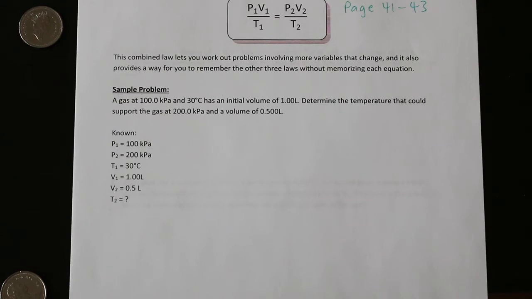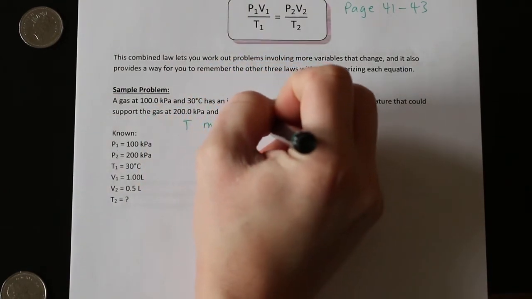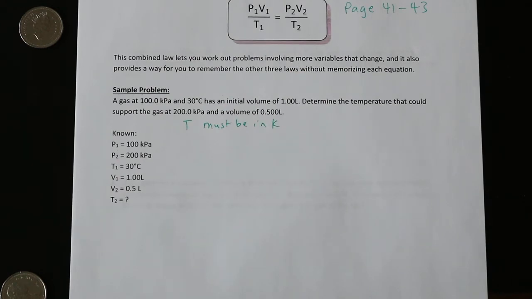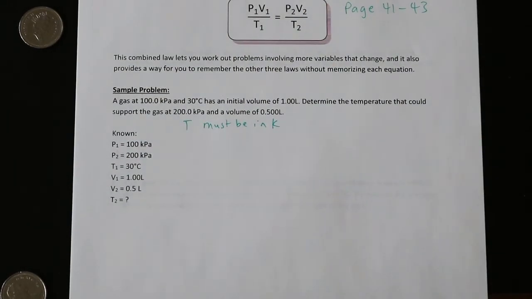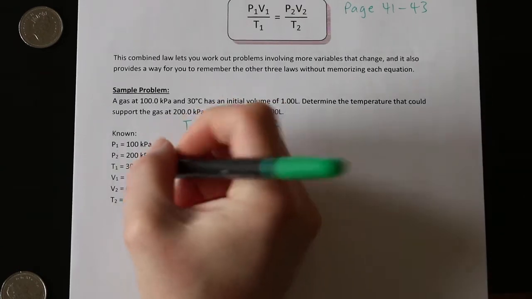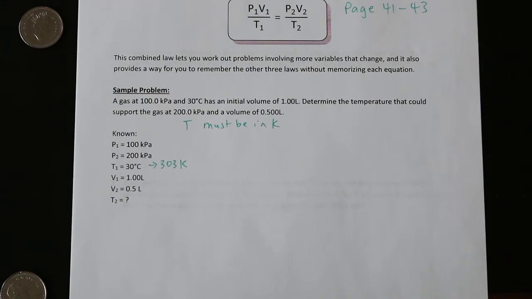Okay, so just like for Charles' law questions, whenever we have temperature, it absolutely must be in Kelvin. So T must be in Kelvin. So we need to convert the temperature of 30 degrees into Kelvin. So to do that, remember to go from degrees Celsius to Kelvin, we add 273. So 30 degrees plus 273 gives us 303 Kelvin. Okay. So again, you have to always have Kelvin.